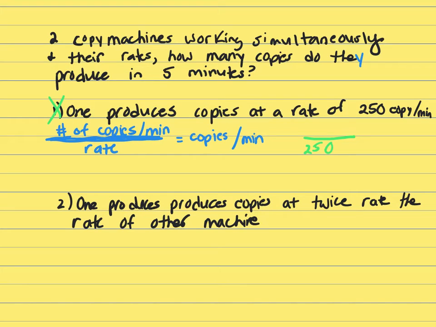Clue 2: one produces copies at twice the rate of the other machine. Well, once again, it doesn't work because we don't have the total number of copies, for the same reason as clue 1. But also, we can't assume that this is the other machine. Okay?